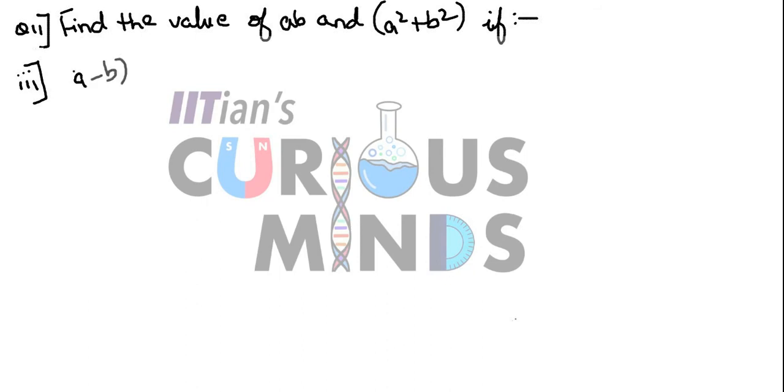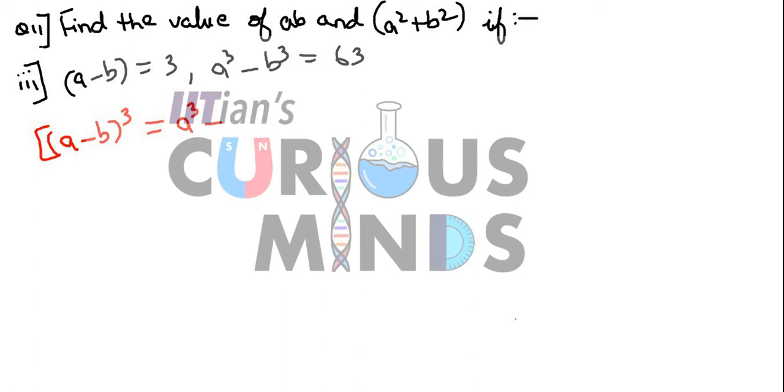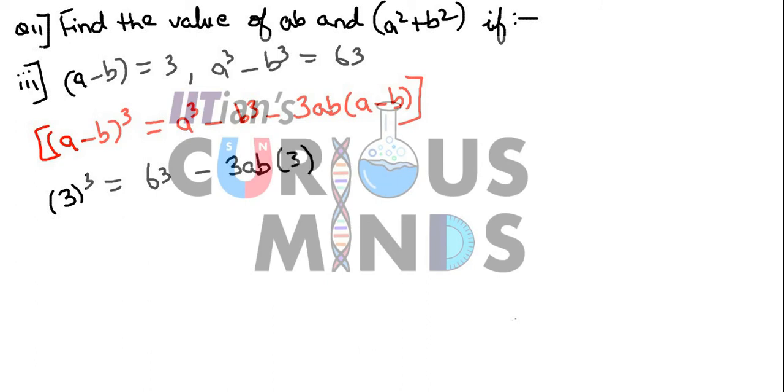Subpart 3. A minus B is equal to 3 and A cube minus B cube is equal to 63. Therefore the expansion for A minus B the whole cube is A cube minus B cube minus 3AB into A minus B. As per the formula, 3 cube is equal to 63 minus 3AB into 3.